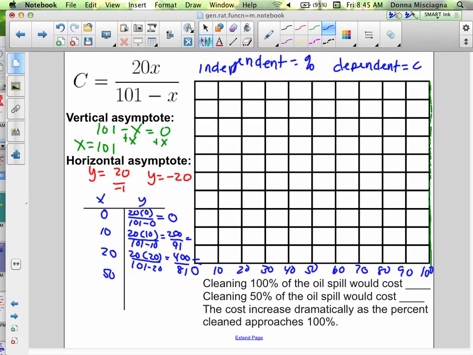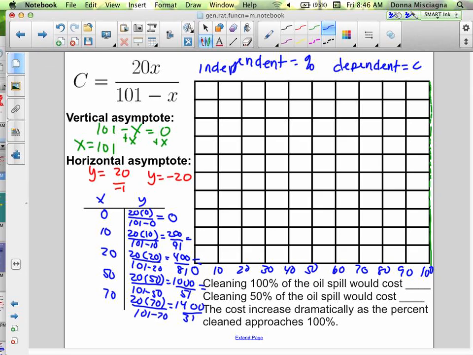And then let's do 50% of the job. We'll do half a job. So 20 times 50 over 101 minus 50. That's going to be 1,000 divided by 51. Somebody else is going to take care of that for me. And then let's do 70% of the job, almost all of the job. That would give us 20 times 70 over 101 minus 70, which is 1,400 over 31. And someone does that one.